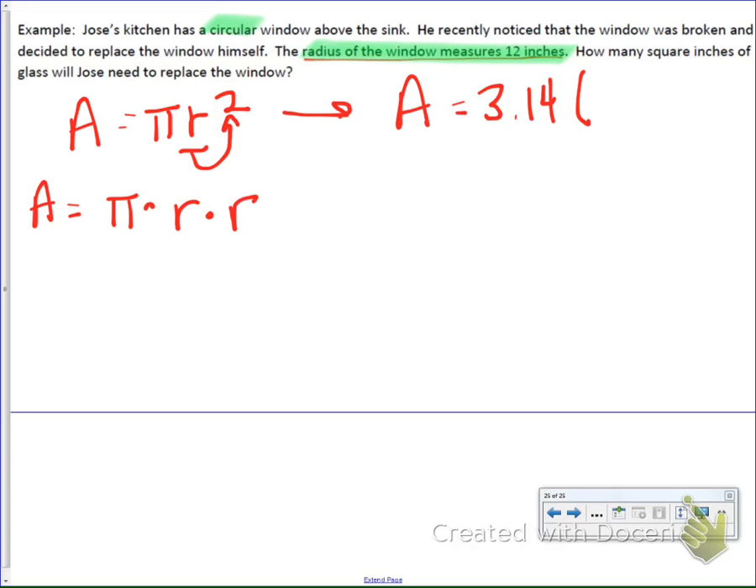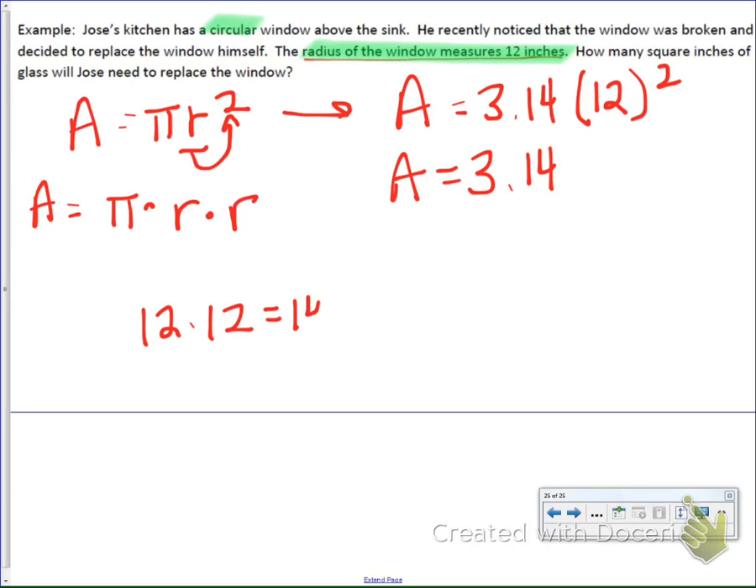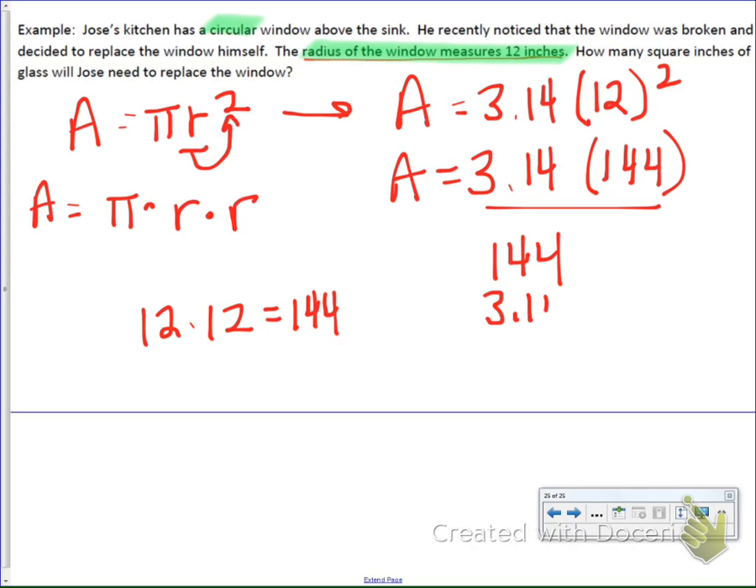Then I need my radius, which is 12 squared. So I'm going to go ahead and start working things down. Well, I know that 12 squared, which is 12 times 12, is going to equal 144. So I can go ahead and replace that. And now all I have is 3.14 times 144. So let's go ahead and set that up. I have 144 times 3.14.